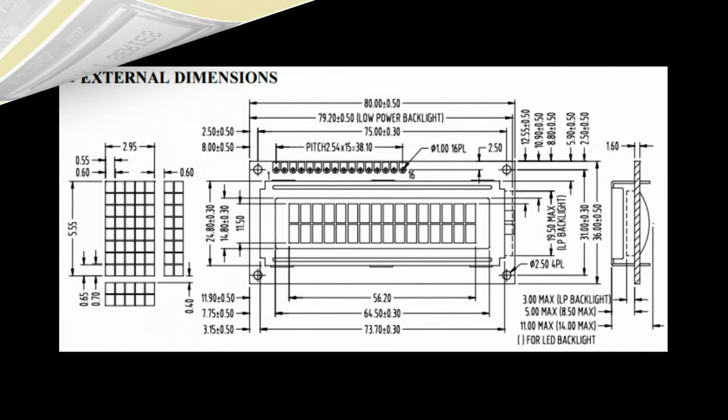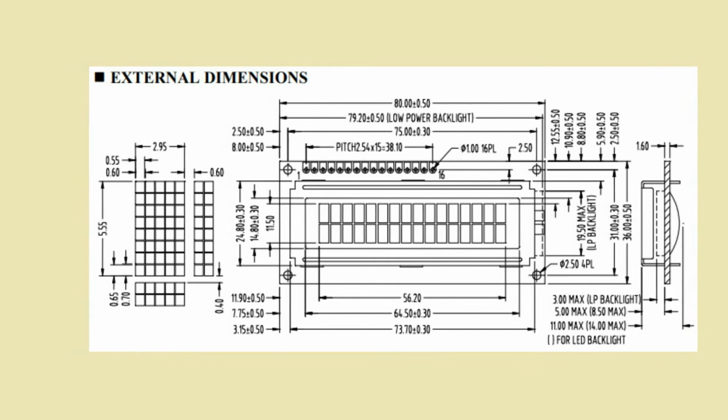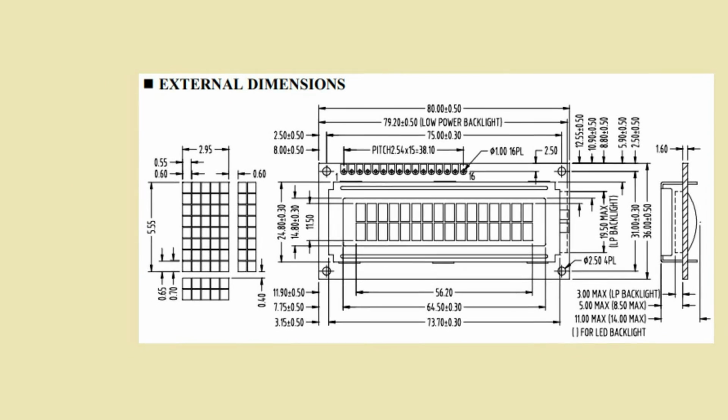Now let's see the external dimensions of this display. On the left we have the structure of the single digit of the display, which is formed by 5 pixels wide by 8 pixels high, and on the right we find the graphic representation of the display with the 16 connections at the top with pins from 1 to 16, from left to right, and then the 32 characters arranged on 2 lines of 16.